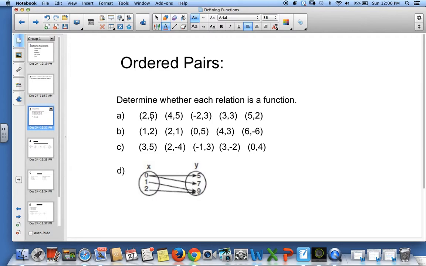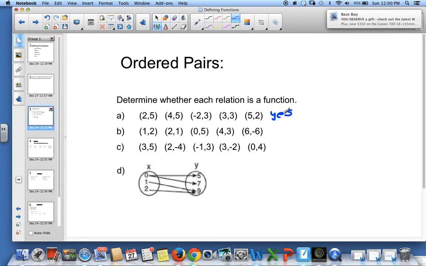So in this set of ordered pairs right here, all 5 of these ordered pairs together, I look at them and ask myself, does any x give two different values of y? If so, it's not a function. Now, when I look at this, the x's are 2, 4, -2, 3, and 5. They're all different, so that means this would be a function. If all the x's are different, we say that is a function.